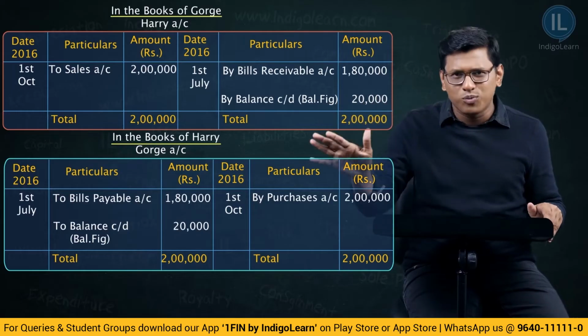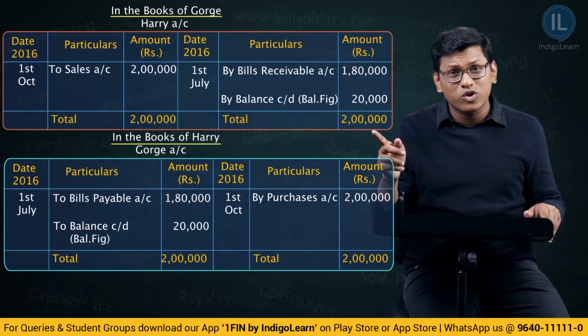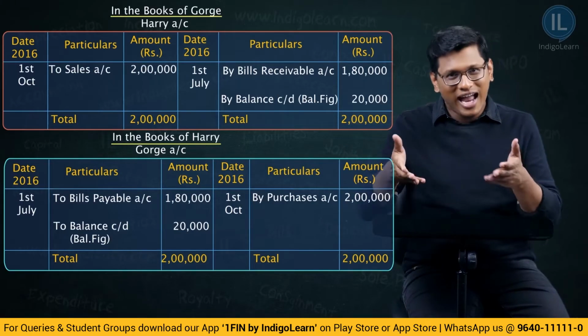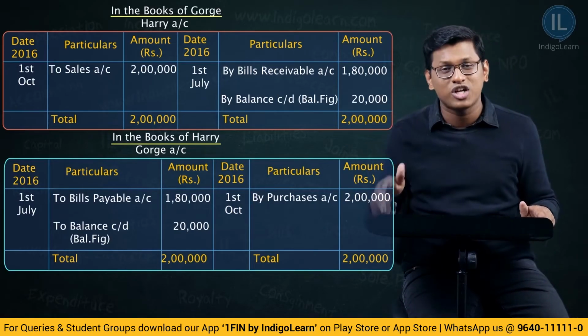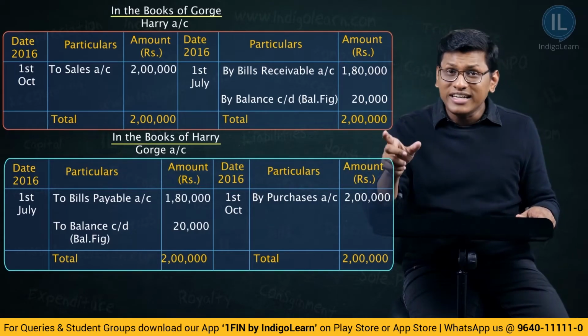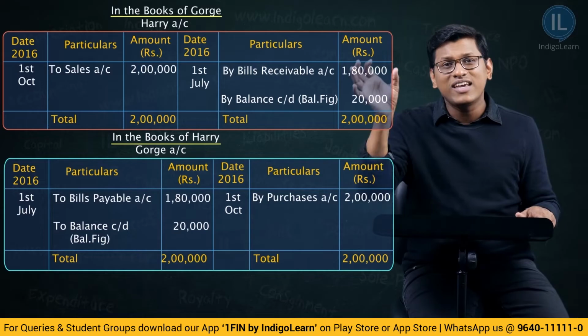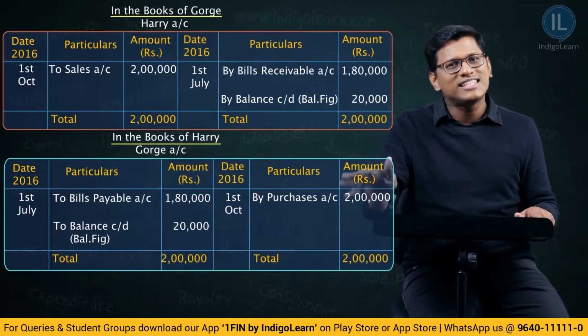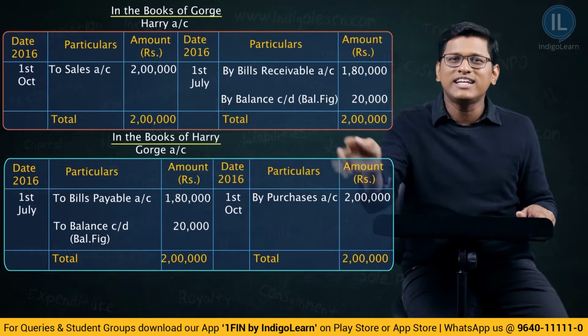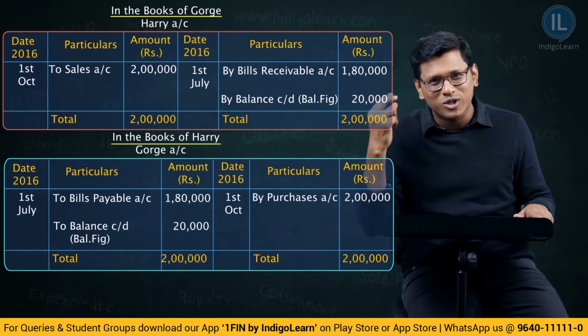Now in George's book we saw 1,80,000 rupees in the first entry was credited to Harry account, and just now in the 1st October transaction 2 lakh rupees was debited to Harry account, thereby 20,000 is a receivable. Receivable in whose books? In George's books. Receivable from whom? From Harry. Is this point absolutely clear to you?